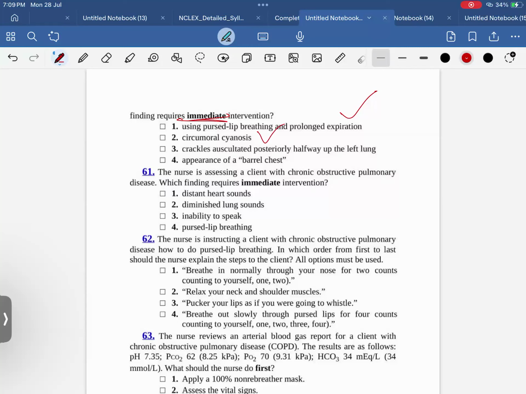Crackles auscultated posterior halfway up to the left lung, a barrel chest, or cyanosis. You have to tell me. Which sign and symptom you are going to keep in mind is very important for you all. Cyanosis is one of the symptoms. Think. So I'll go with 3, immediate intervention.